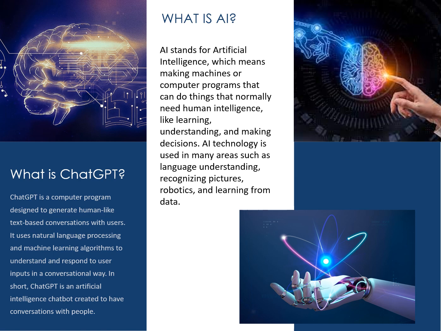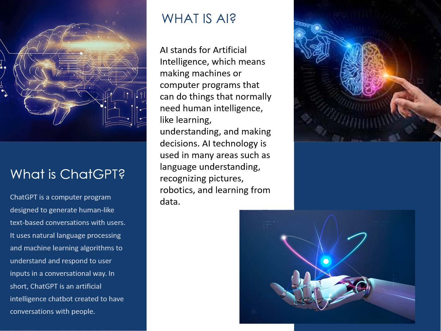Okay everyone, so first we need to see what is AI. AI is artificial intelligence, which means making machines or computer programs that can do things that normally need human intelligence, like learning, understanding and making decisions. AI technology is used in many areas, such as language understanding, recognizing pictures, robotics, and learning from data.